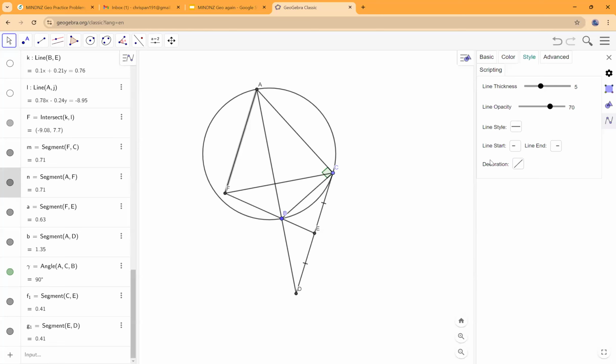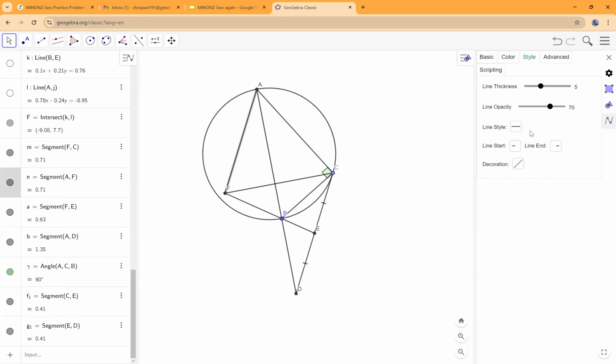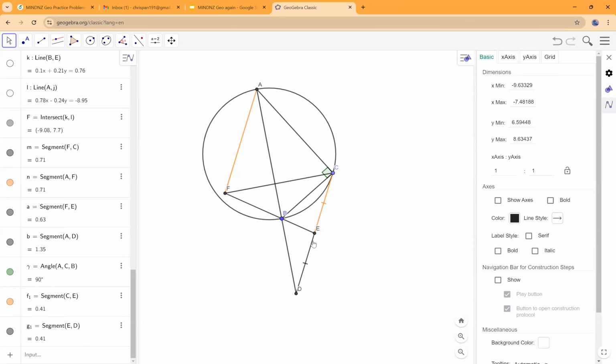Okay, I don't have much decoration with this, so I'll just color the parallel lines orange like I've been doing before. So these orange lines are parallel, and we want to show that CF is perpendicular to AD. So we want to show that this angle here is a 90-degree angle.